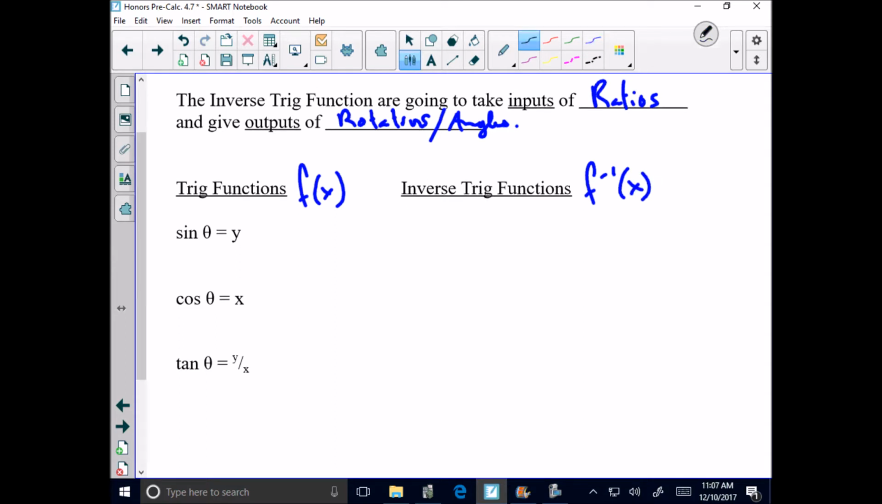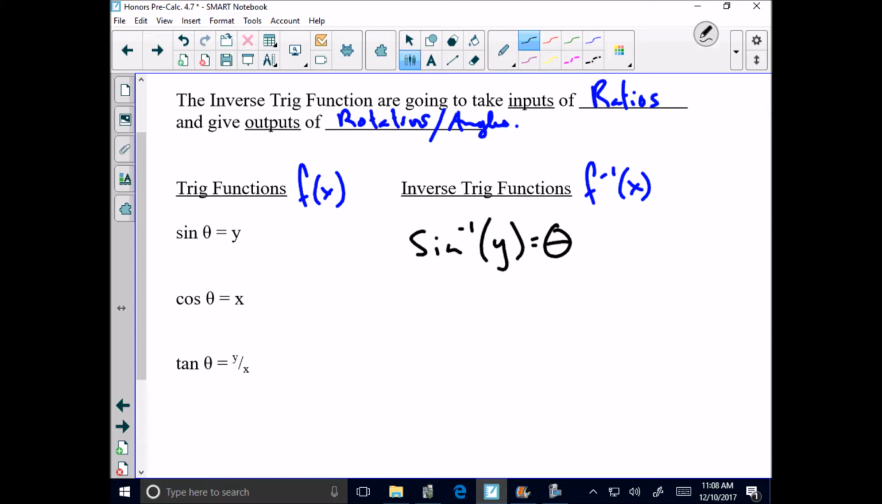So if sine takes a rotation theta and gives as its output the ratio, which we define as the y value on the perimeter of the unit circle where that rotation ends, inverse sine, which we would write as sine to the negative 1, is going to take as its input a ratio, which we define as the y value on the perimeter of the unit circle, and give us as its output the rotation where that y value occurs.